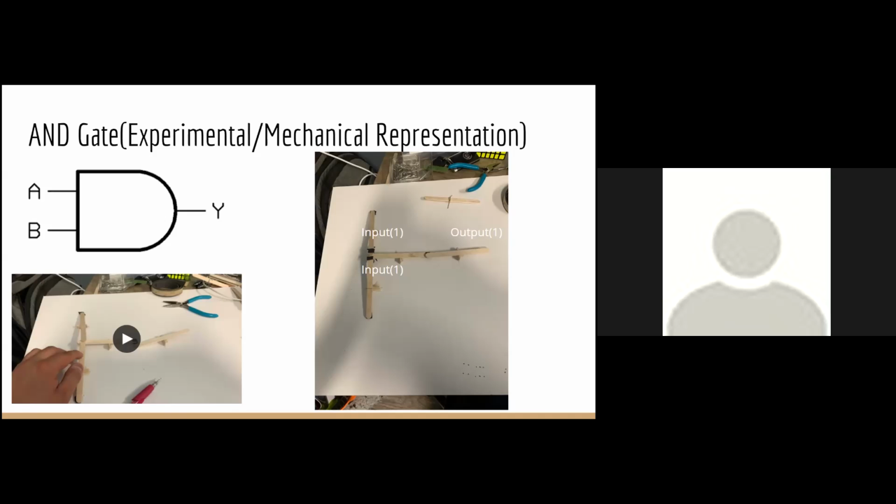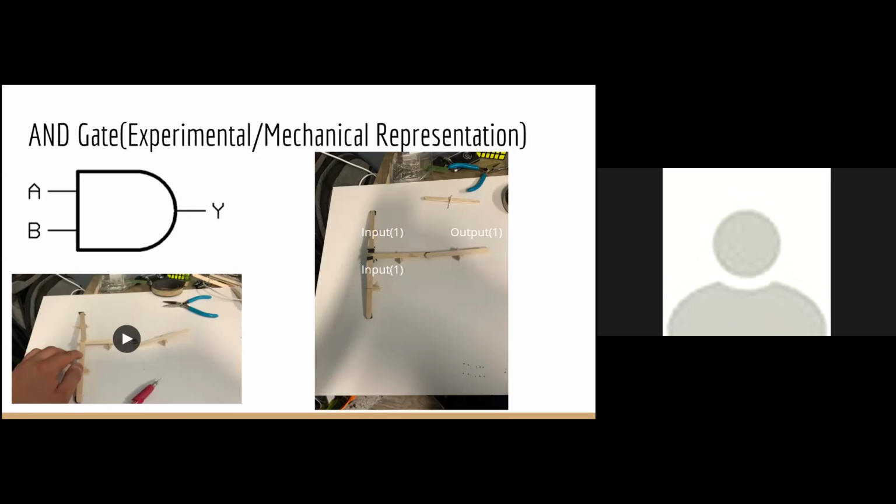He's probably muted, but the symbol on the left side is what the AND gate looks like in, I think it's Boolean. If you're going to draw a circuit diagram, that's the symbol that you would use to represent it. And the way we did it with popsicle sticks is we have the output labeled on the right, and the 2 inputs are given on the left.